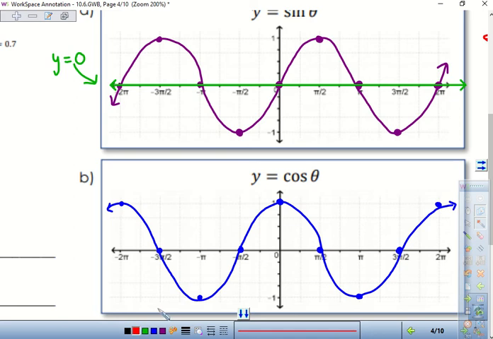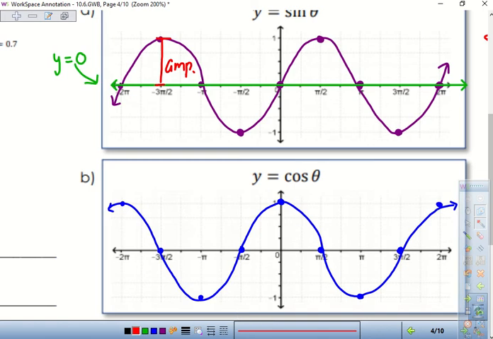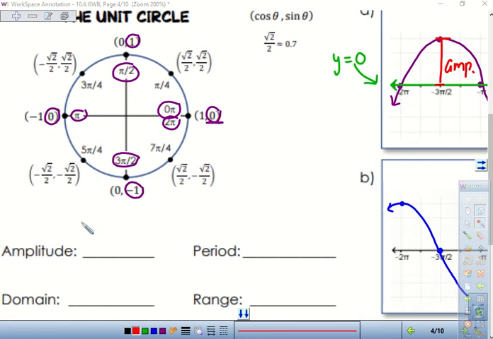Is the midline always going to be the... No. You're going to have shifts of the graph where it shifts up and down, and that will affect it. But good question, no. So this right here is amplitude, okay? So what's the amplitude in this case? 1 unit.